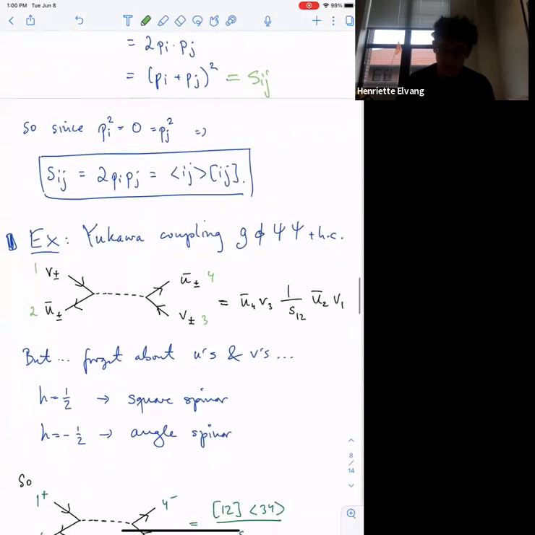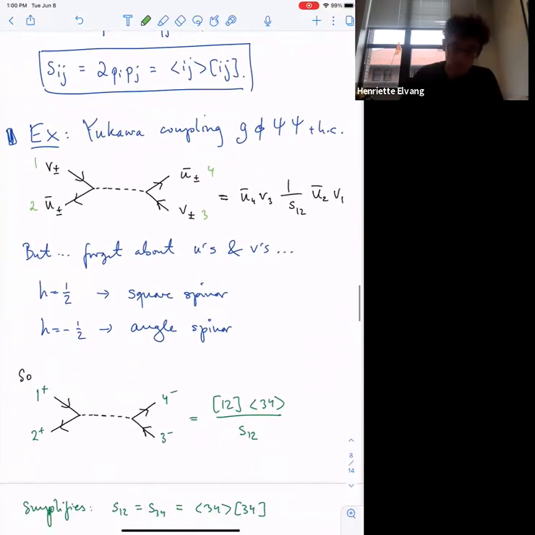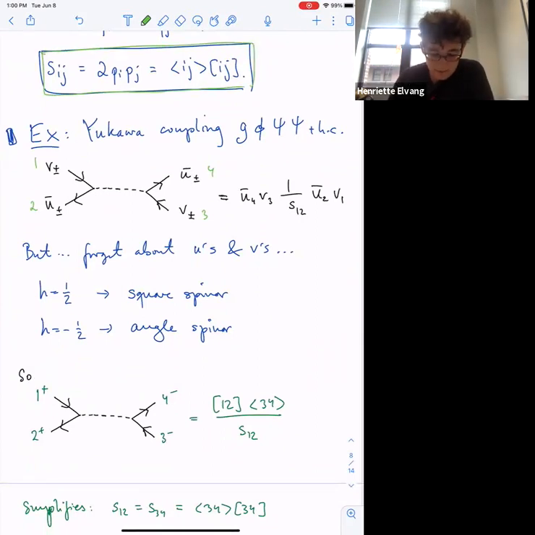Okay. All right. So the upshot of this calculation was that Mandelstams can be written in terms of angle and square brackets. Momenta can be written in terms of angle and square brackets. Let's do an example. So suppose I have some Yukawa coupling, so something with phi times fermion times fermions plus its conjugate. Then the way you might deal with this, now here I mixed things up a little bit, written in the usual notation.